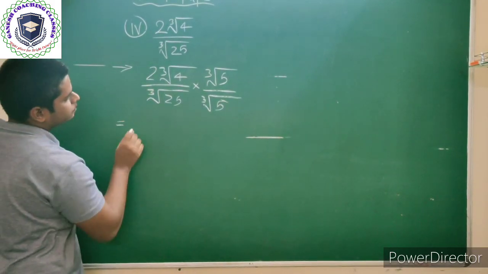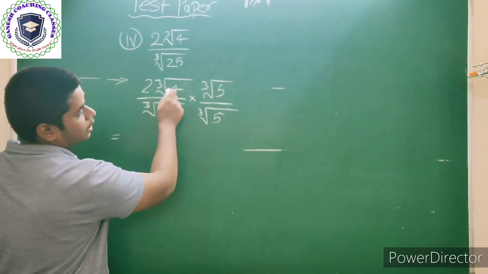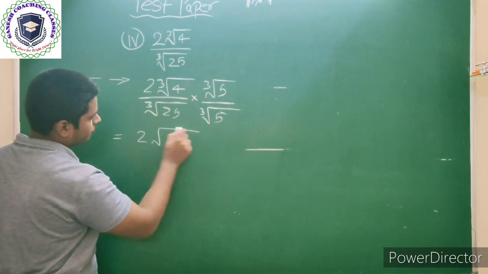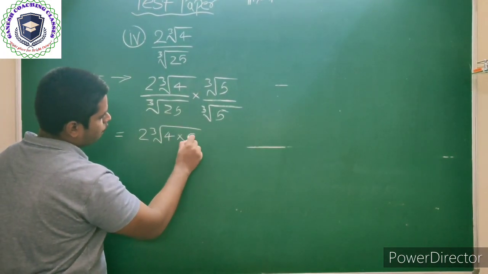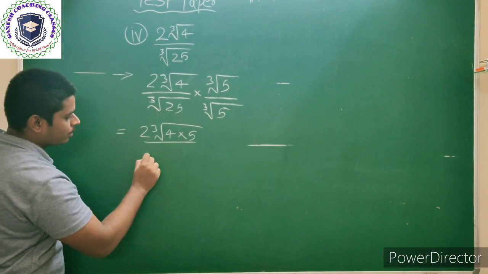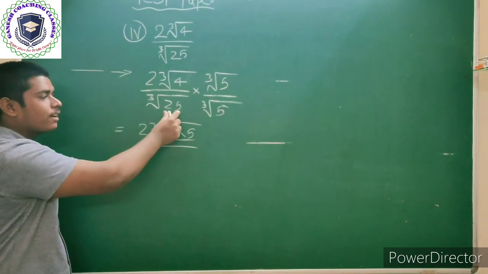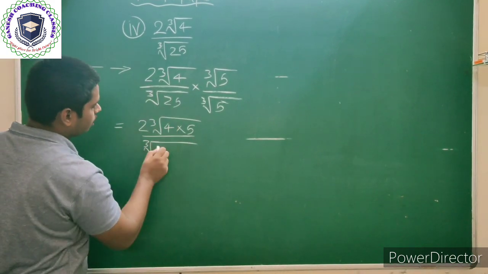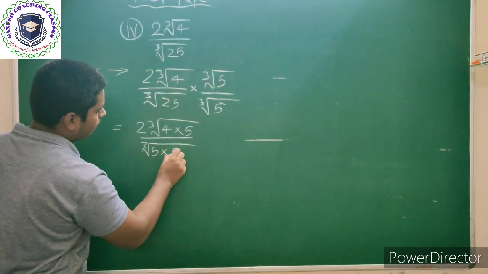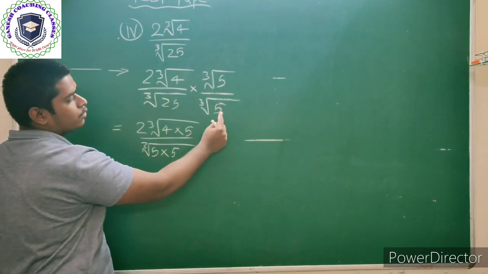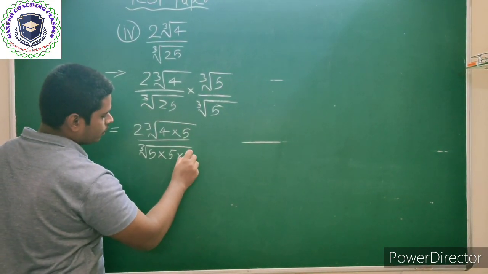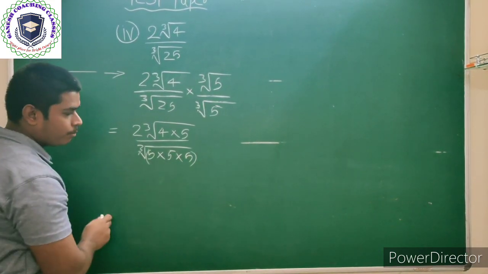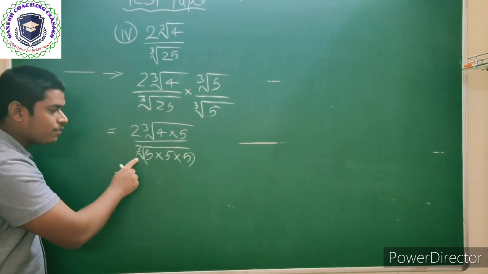Here both sets contain cube roots, so we can combine them in a single root. In the numerator it is 4 into 5. In the denominator we can combine them again. Let's factorize this 25. 25 can be written as 5 into 5, and combining with the other 5 we get 5 into 5 into 5, three equal numbers, so we can remove this cube root sign.